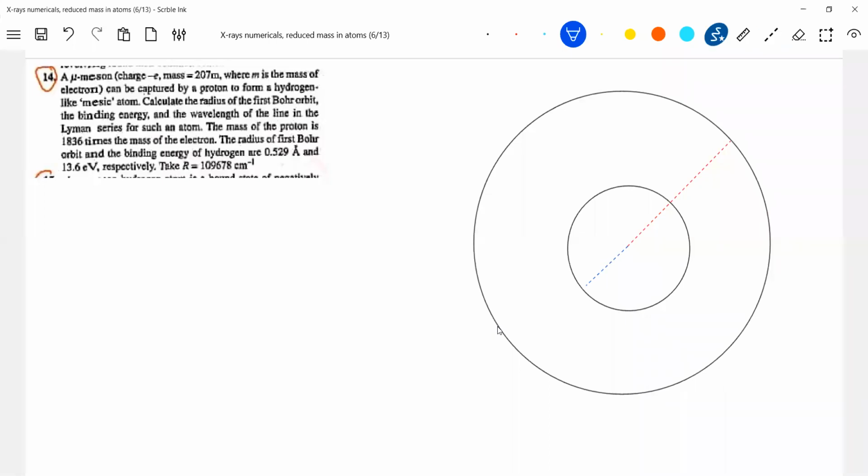This will be the proton. So what is the charge? Proton will have a charge of that one. And what should be the value of that? Z should be equal to 1.